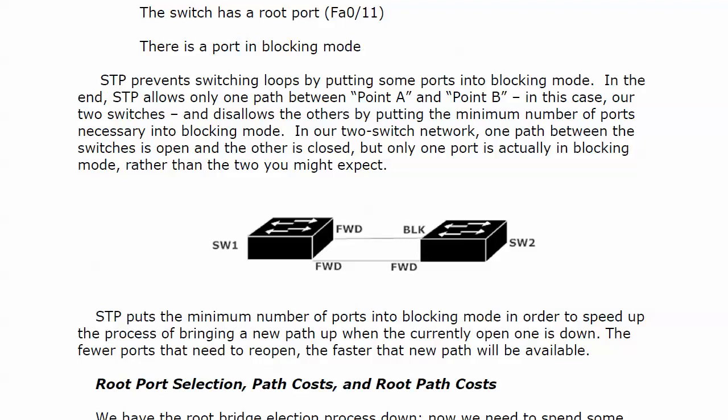Now, of course, it's networking, so when we learn one thing, it brings up other questions. And the other question is, at this point, why did the switches pick that particular path? Why are the ports on FastEthernet 1/1 both open on the switches, but the other path is blocked? How did it choose which port to open and which port to block? We're going to talk about that in the very next video when we go over root port selection, path costs, and root path costs. So I'll see you there with another lab.